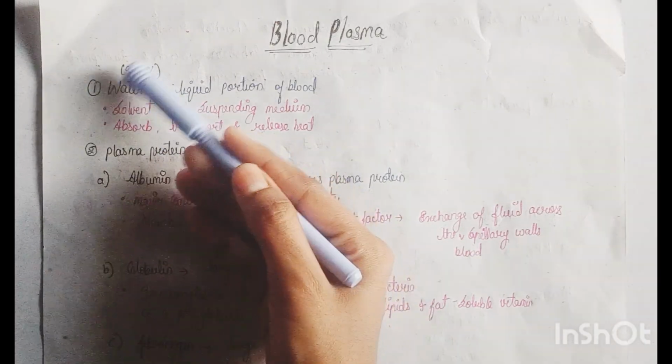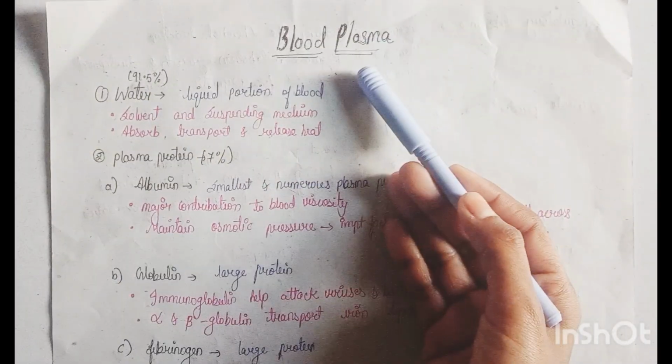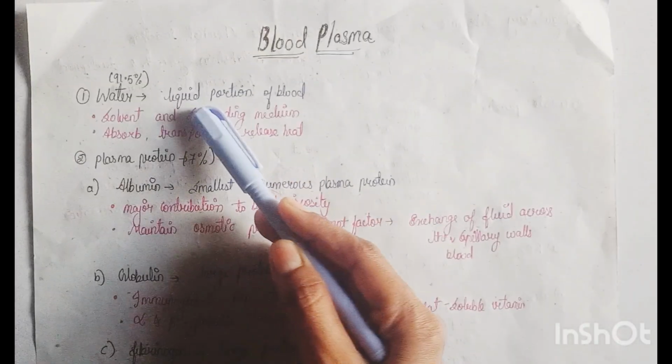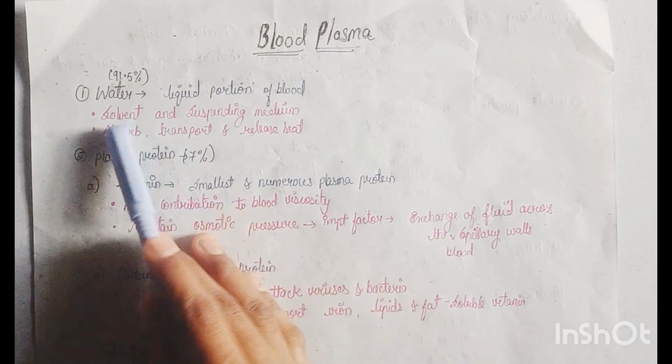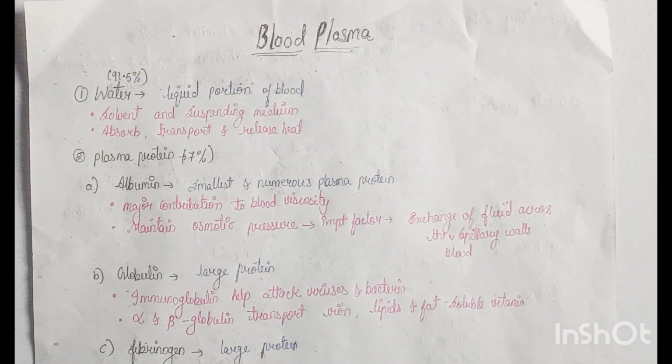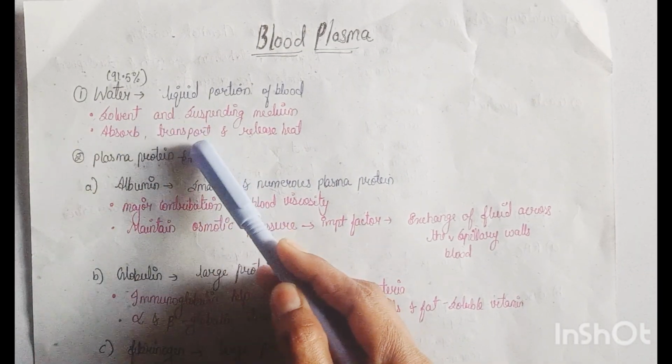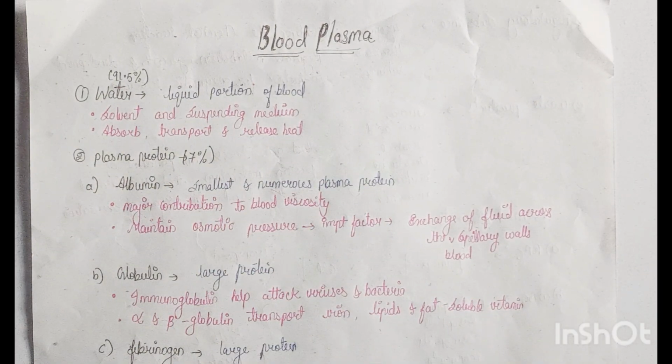First, 91.5% water is present in blood plasma, which is the liquid portion of the blood. So what are the function and role of the water? It is the solvent and the suspending medium. It absorbs substances, transports substances, and releases heat. So these are the functions of the blood water.